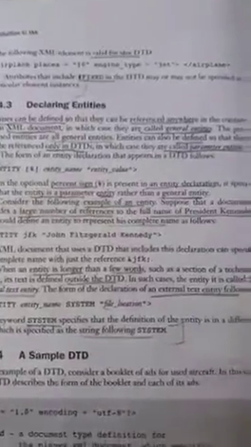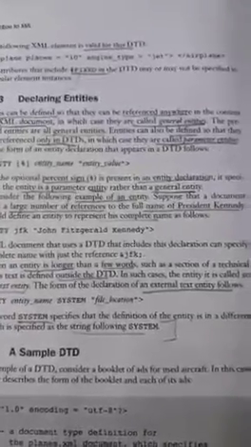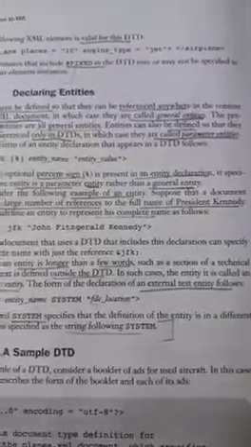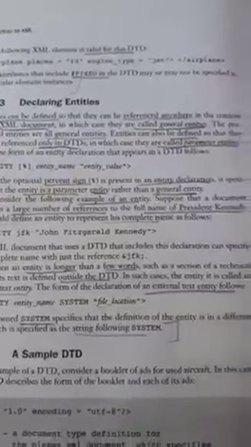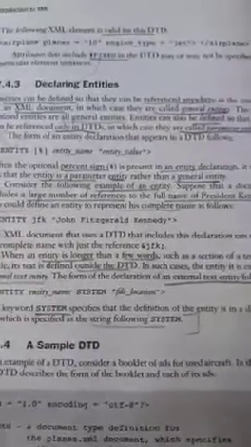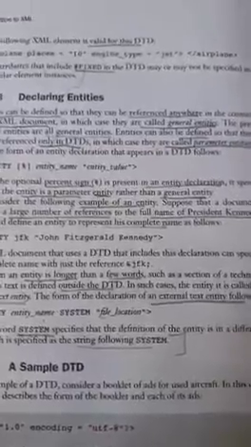Entities can also be defined so that they can be referenced only in DTDs. In such cases, they are called parameter entities. There are two types of entities. The first one is general entity, the second one is parameter entity. General entity is like an external style sheet. The parameter entity is like an internal style sheet.